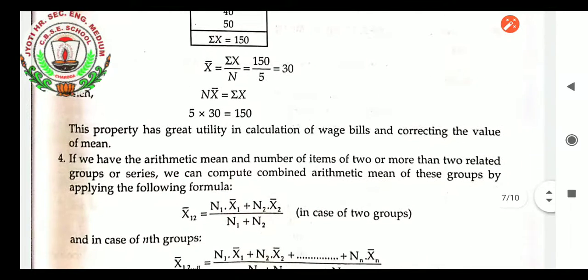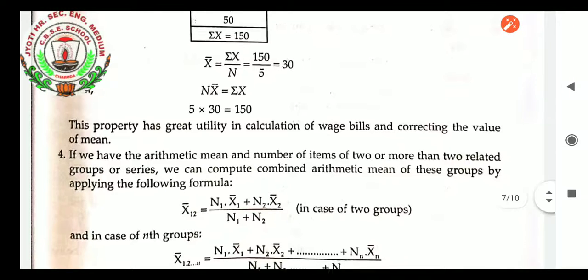If we have the arithmetic mean and the number of items of 2 or more related groups or series, we can compute the combined arithmetic mean of these groups by applying the following formula.